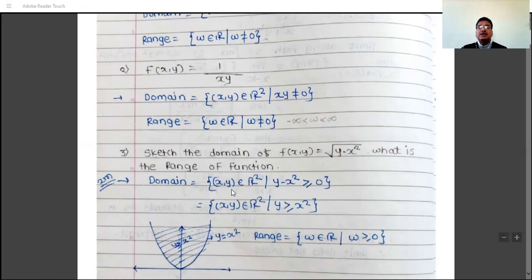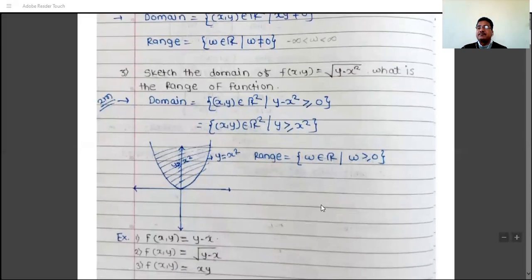So domain is what? (x,y) belongs to R square, such that y minus x square is greater than or equal to 0. That is, (x,y) belongs to R square, such that y minus x square is greater than or equal to 0, which means y is greater than or equal to x square.